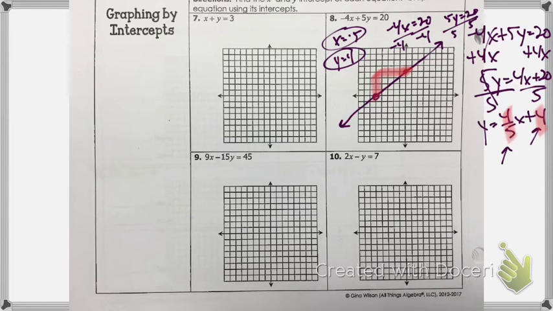Which one of those is quicker for me though? Graphing with the slope-intercept form or finding the intercepts? Finding the intercepts. Different tool in the tool belt, okay?